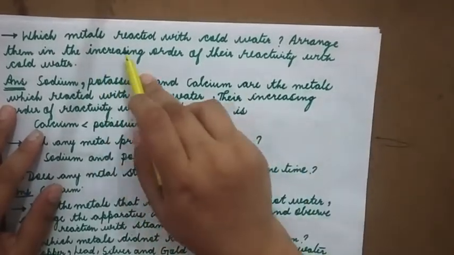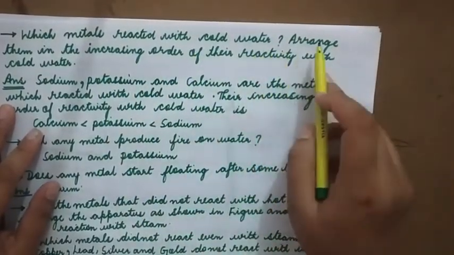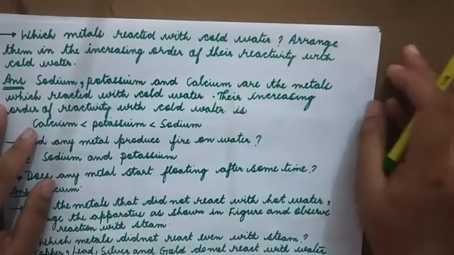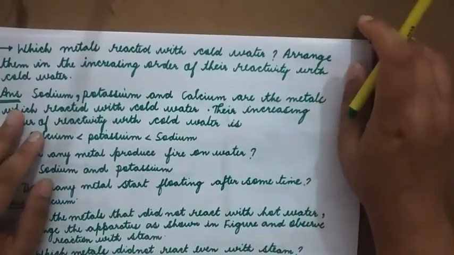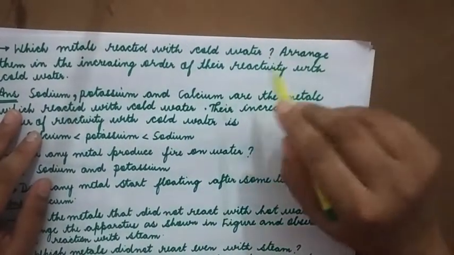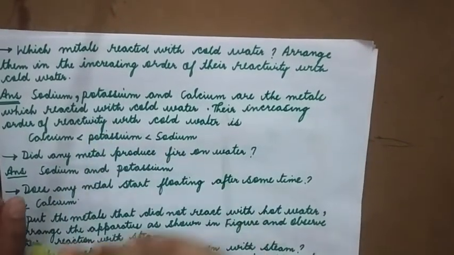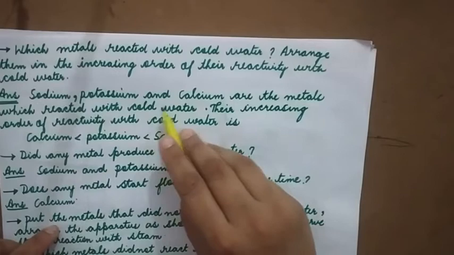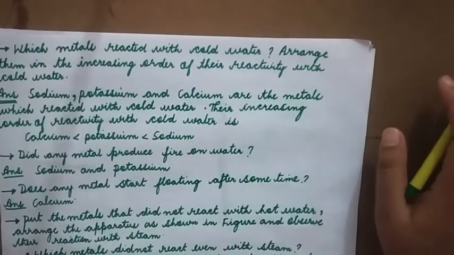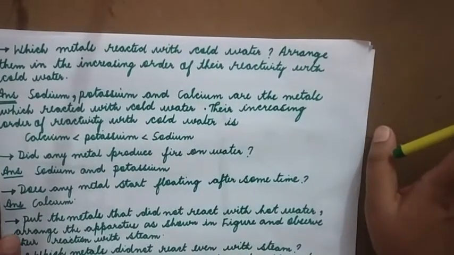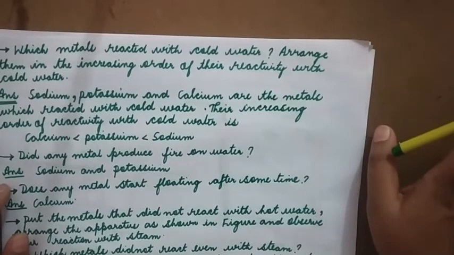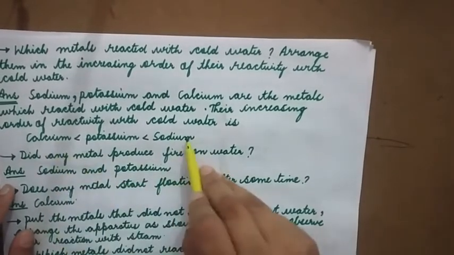Now, which metals reacted with cold water? Arrange them in the increasing order of their reactivity with cold water. So, in this activity, sodium, potassium and calcium are the metals which reacted with cold water. Their increasing order of reactivity with cold water is this.